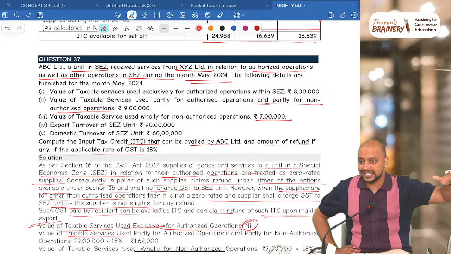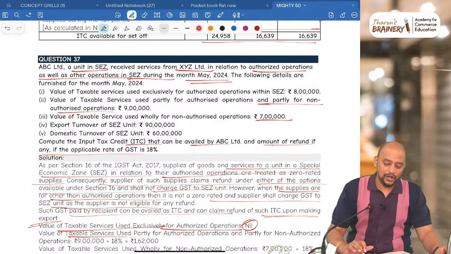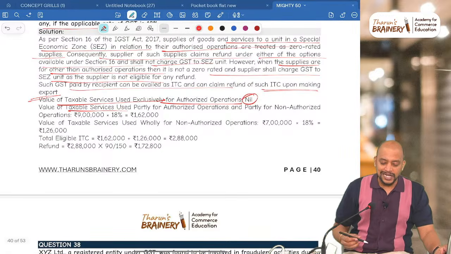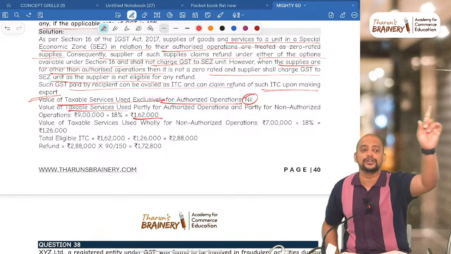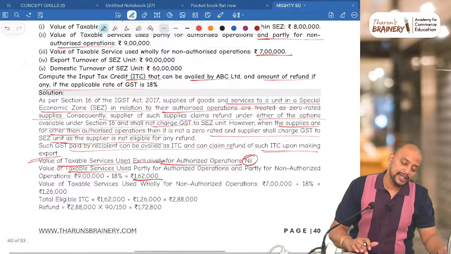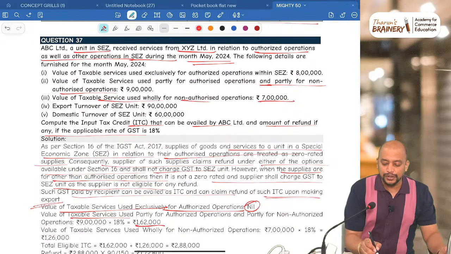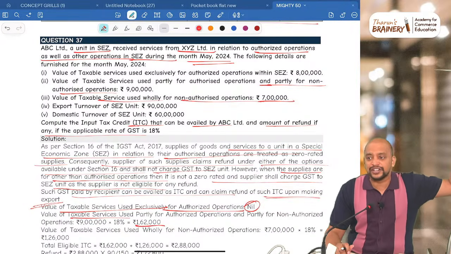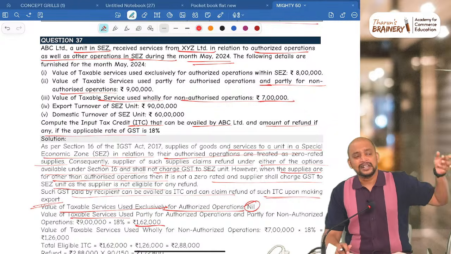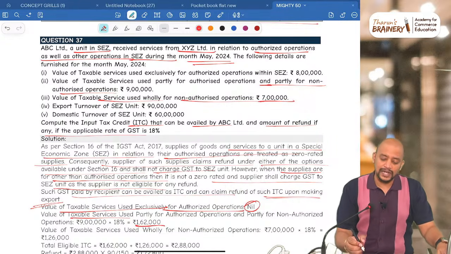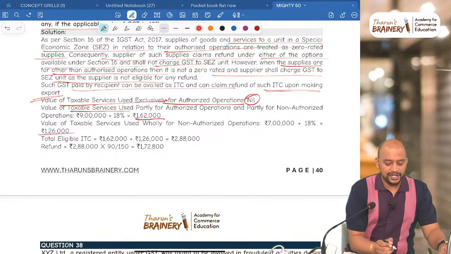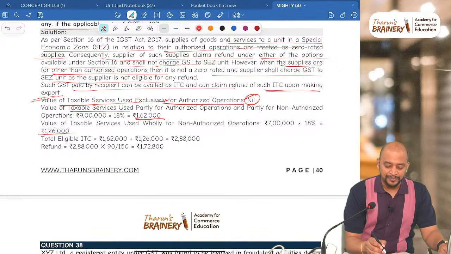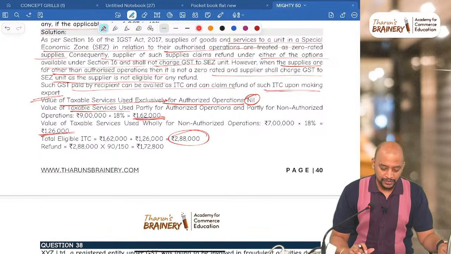He will charge GST and SEZ will take ITC. How much? 90 lakhs into 18%, 1,62,000. Remember, only for exclusive authorized operations is it zero rated. Otherwise, it is not zero rated. Then, value of taxable service used wholly for non-authorized operation means for the supplier it is not zero rated. Correct? So he will charge GST, and SEZ will take ITC. So, 7 lakh into 18% will be 1,26,000. So the total eligible ITC is 1,62,000 plus 1,26,000, that is 2,88,000. Now, this is the ITC.